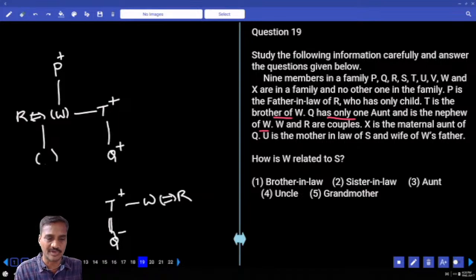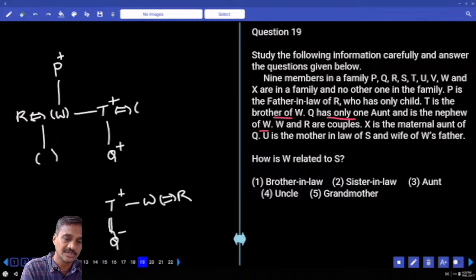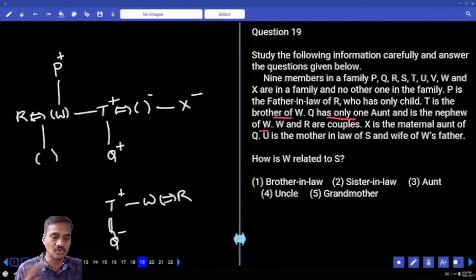Q has only one aunt, and X is the maternal aunt of Q. That means T's mother's sister is X. X is the maternal aunt. Now Q has only one aunt. W cannot be the aunt. W is the uncle. W is here. R must be here. 1, 2, 3, 4, 5, 6, 7, 8.